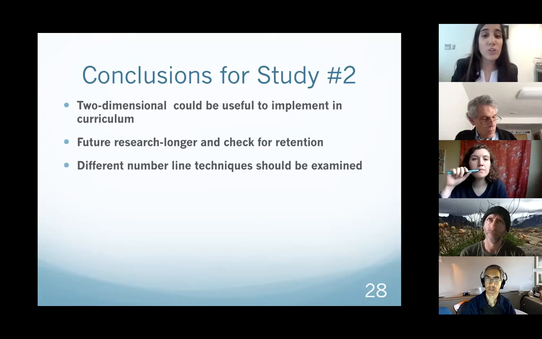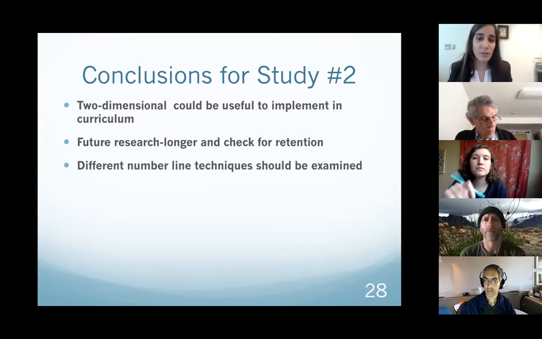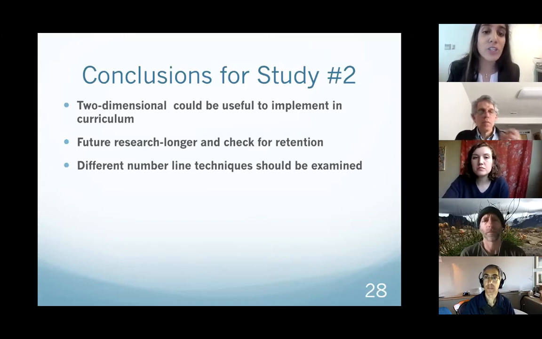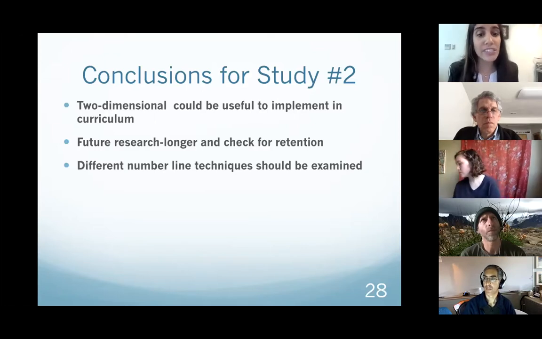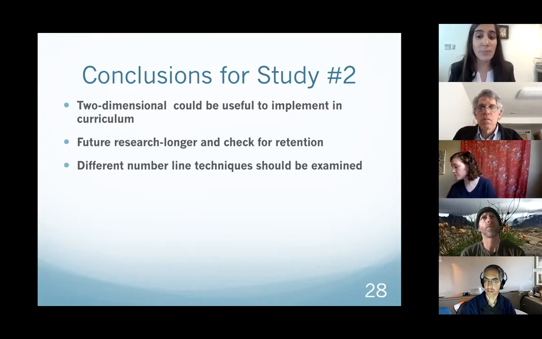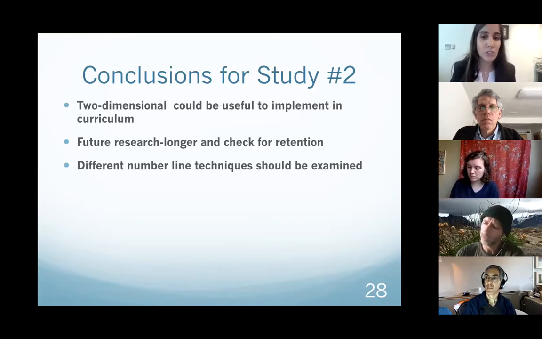So there are many conclusions for this study, and this is that the two-dimensional number line could be useful to implement in curriculum. Future research could be longer, and again, retention was not checked to see if they retained the information later. And again, there are all sorts of different number lines that can be examined, including ones with certain endpoints, half as a benchmark, and things like that. So there are many different things to do.